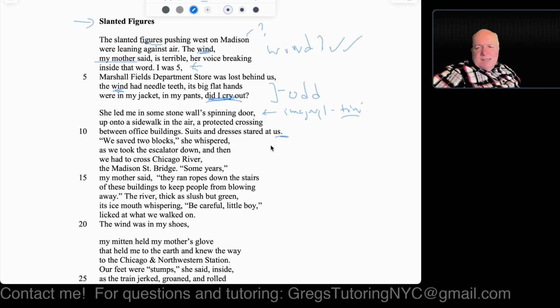So again, let's stop here and really figure out what's going on. Is this just the kid being a little kid with a wild imagination, or is there something more to this? And specifically, since this is a poem, is this literal or is it figurative? "She led me to a stone wall spinning door." Does anybody know what a spinning door is? Many of you know about a revolving door. You go in, you push it, and it spins around, and you come out the other side, right?